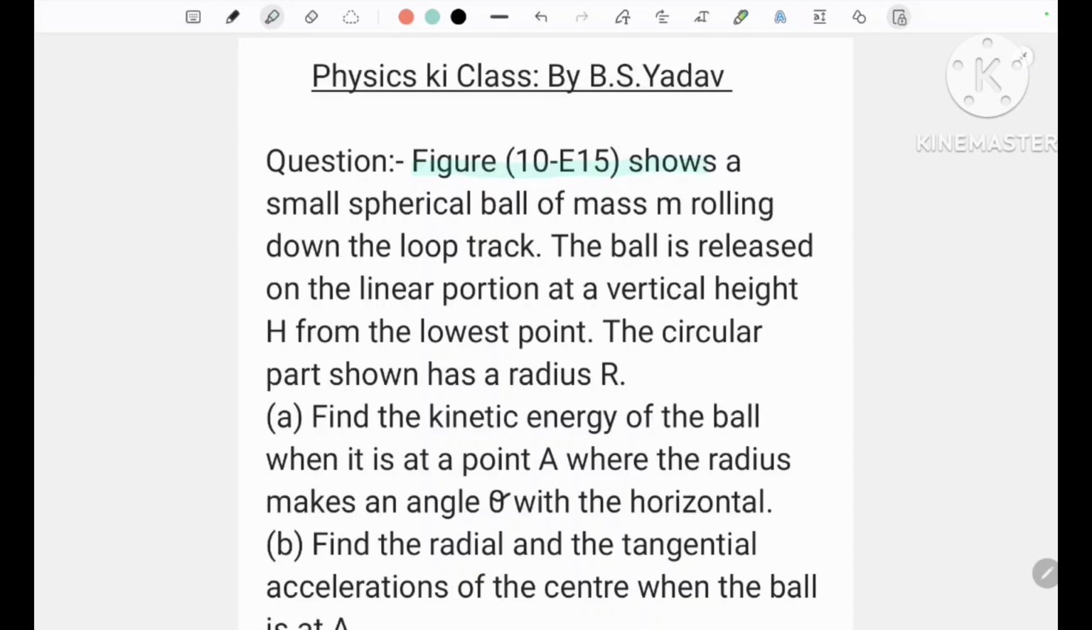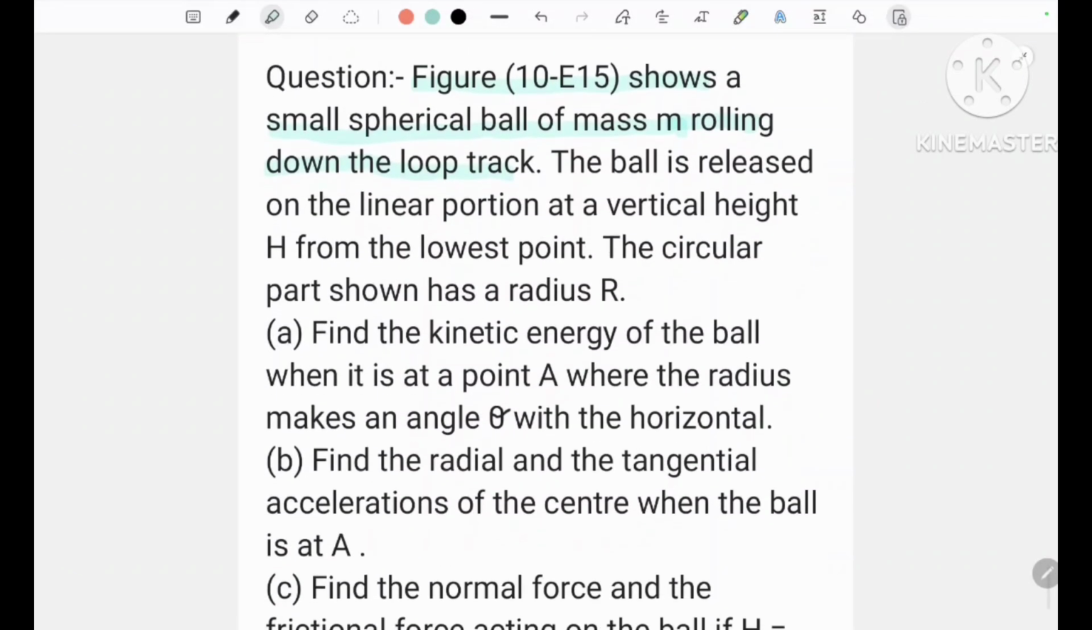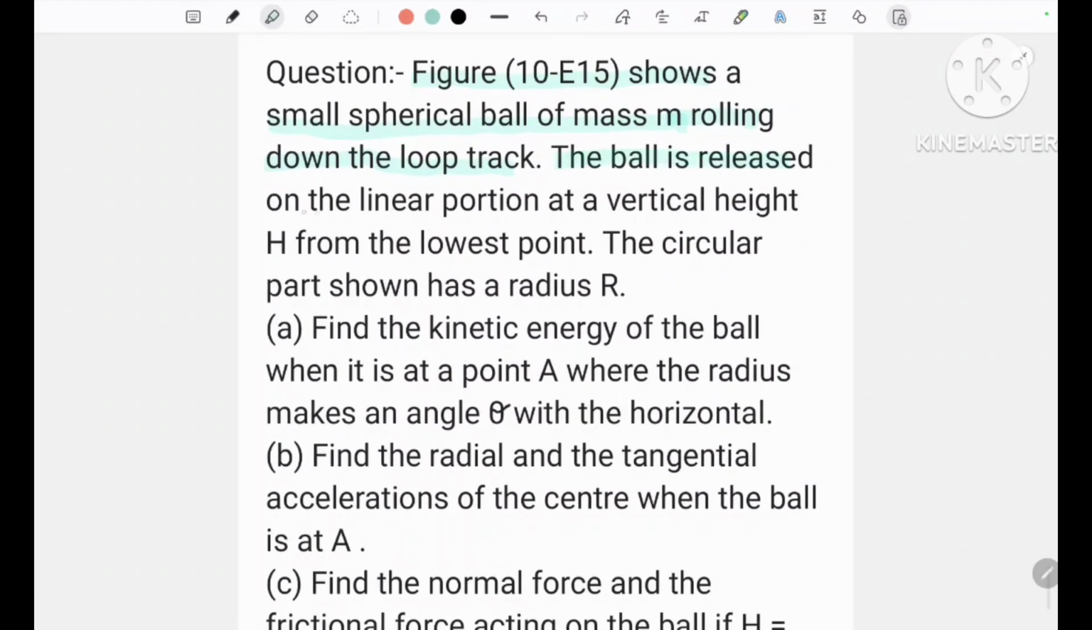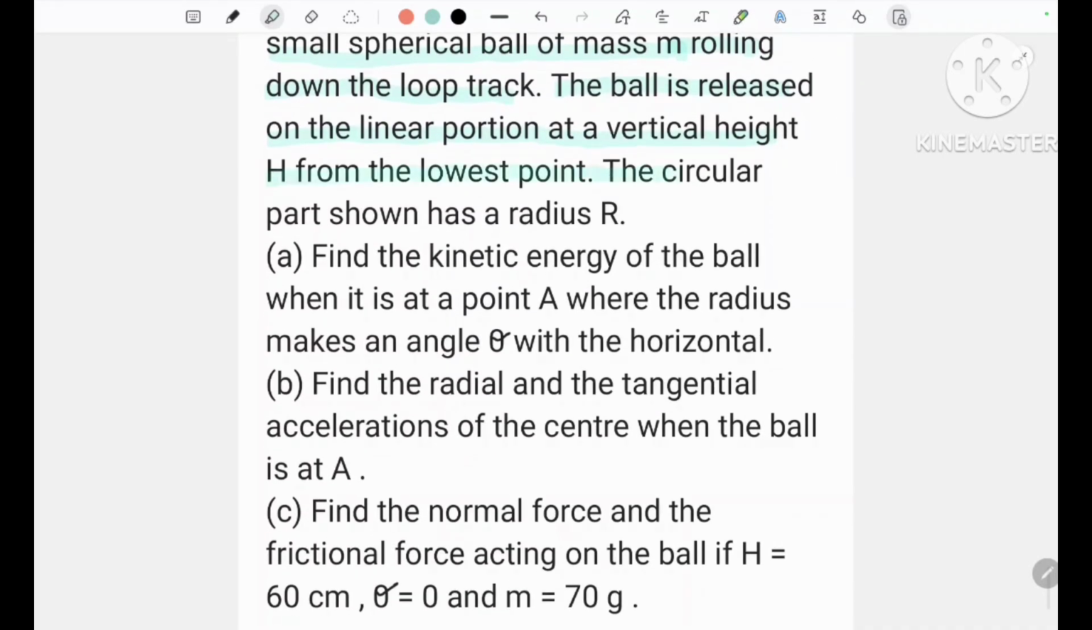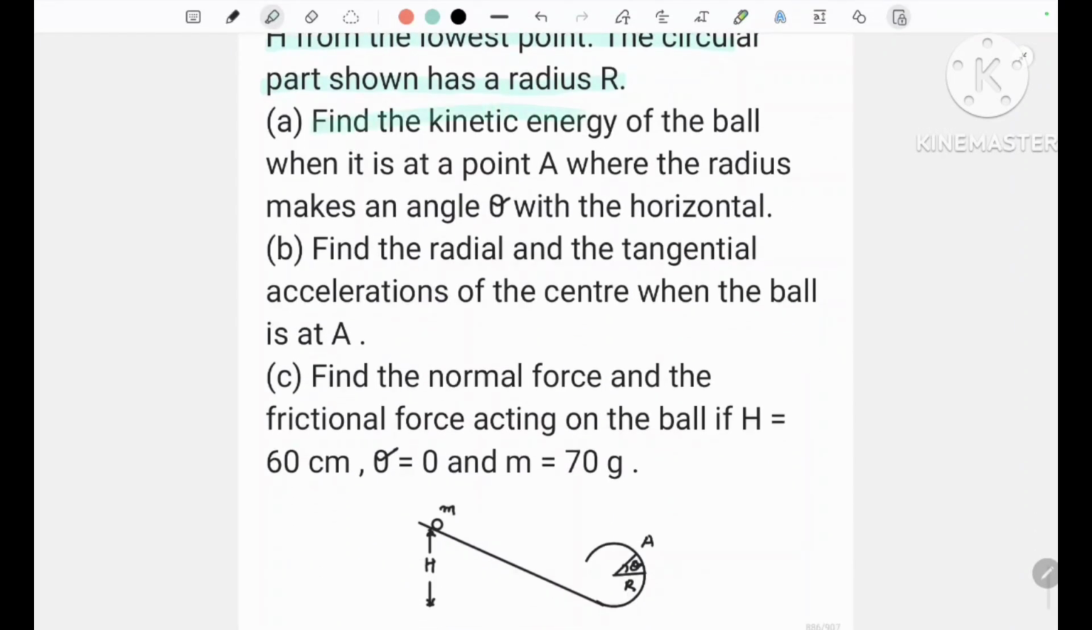Figure 10-E15 shows a small spherical ball of mass m rolling down the loop track. The ball is released on the linear portion at a vertical height h from the lowest point. The circular part shown has a radius r. Find the kinetic energy of the ball when it is at the point A, where the radius makes an angle theta with the horizontal.